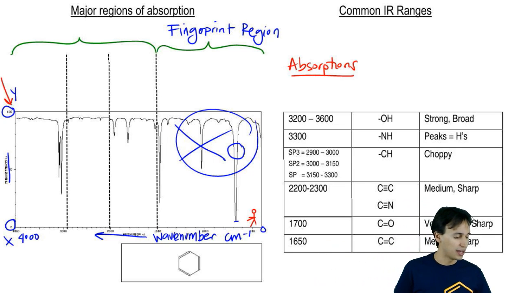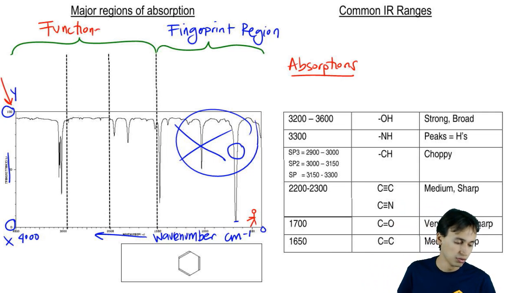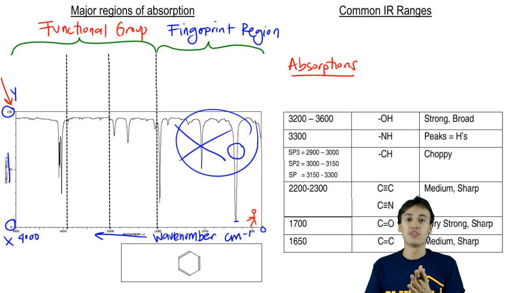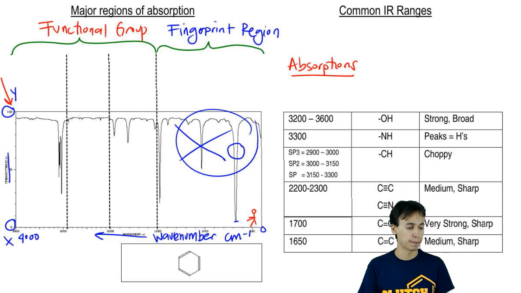So now that I've said that, what's the part that matters? The functional group region. Functional group region, okay? Now the functional group region is the region where we can actually get information about the types of bonds and the types of functional groups. It actually tells us what type of molecule we're looking at, okay?